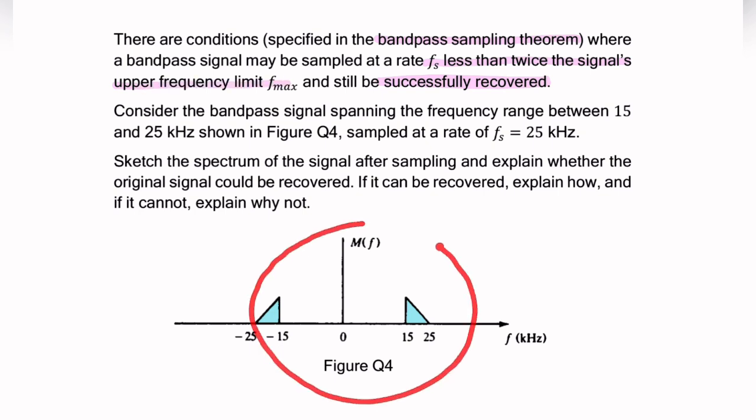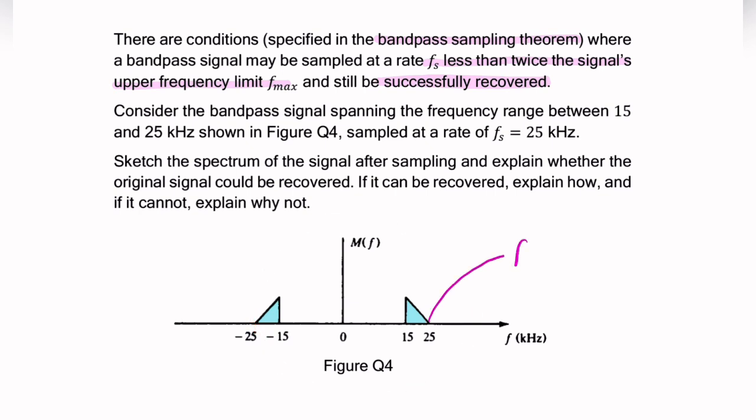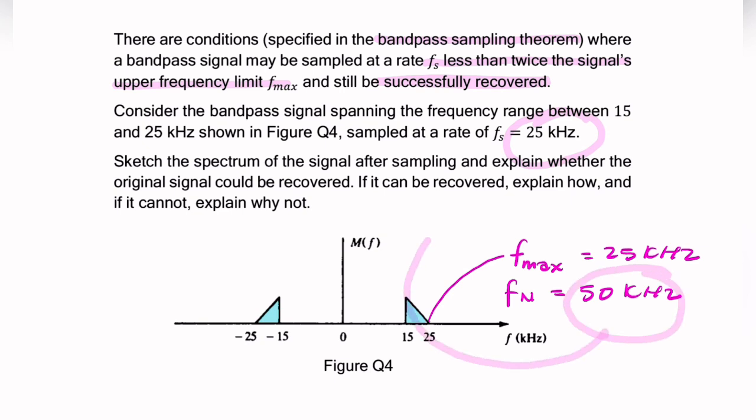So for this signal here, the maximum frequency component is 25 kilohertz. So your Nyquist rate would be twice that, so it would be 50 kilohertz. And what we have is sampling at less than that, basically at half the Nyquist rate. So you'd expect the signal to be undersampled and therefore impossible to recover.